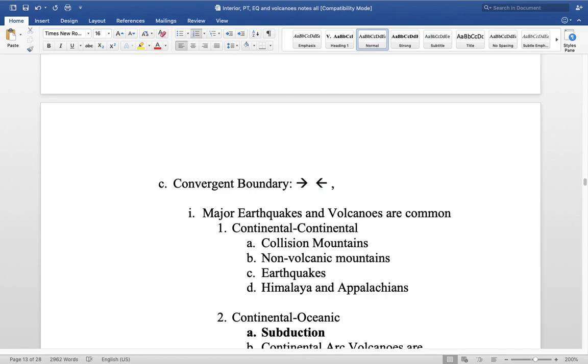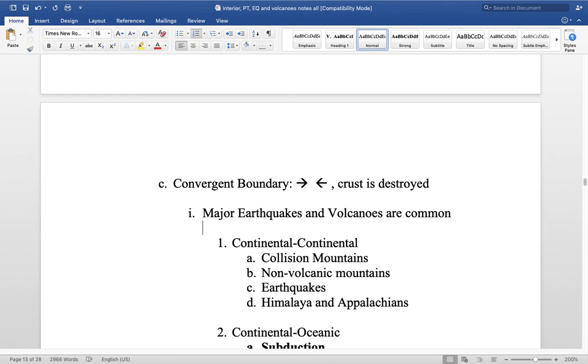Unlike a divergent boundary, where new crust is created, a convergent boundary is where crust is destroyed. The Earth never gets bigger, never gets smaller. So if crust is created at one place, it's going to be destroyed at another place. Major earthquakes and volcanoes are common. It all depends upon what type of convergent boundary.